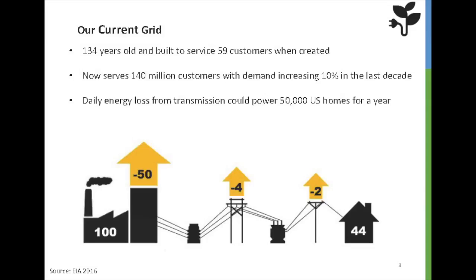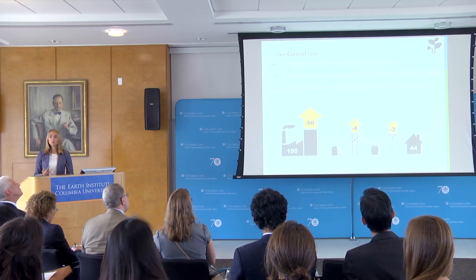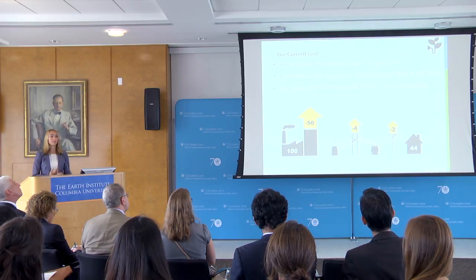In some places, it's over 130 years old and was built to service only a few people in a small area. Since then, it's expanded on a national level and now services 140 million customers, with demand continuing to increase. So just in the past decade, we've seen an increase in energy demand by 10%. Not only is our grid old and unstable, it's also inefficient.